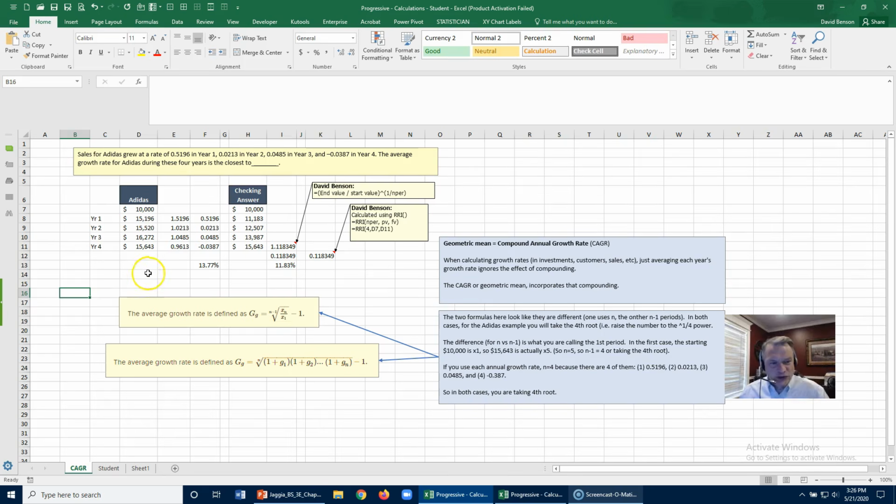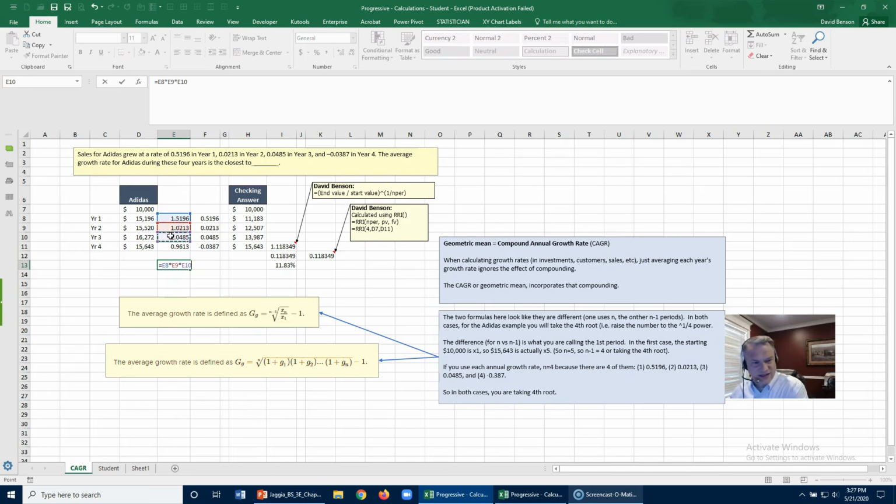And so what you would do is 1 plus that growth rate. So instead of that 0.5196, the 1.5196. So they want you to multiply it. And so you do this times this times this times that. Okay, and now you take the fourth root of it because there's 4 of them. So you say it equals that.